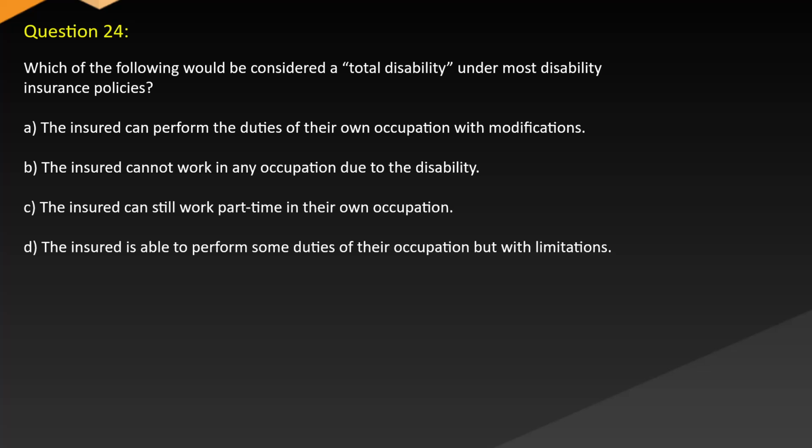Question 24. Which of the following would be considered a total disability under most disability insurance policies? A. The insured can perform the duties of their own occupation with modifications. B. The insured cannot work in any occupation due to the disability. C. The insured can still work part-time in their own occupation. D. The insured is able to perform some duties of their occupation but with limitations.